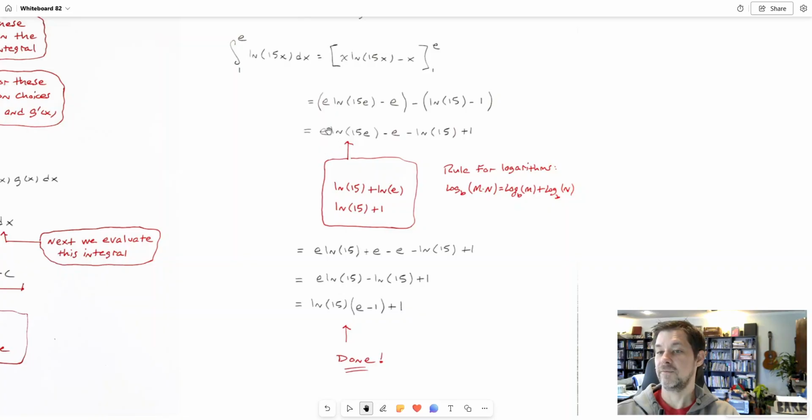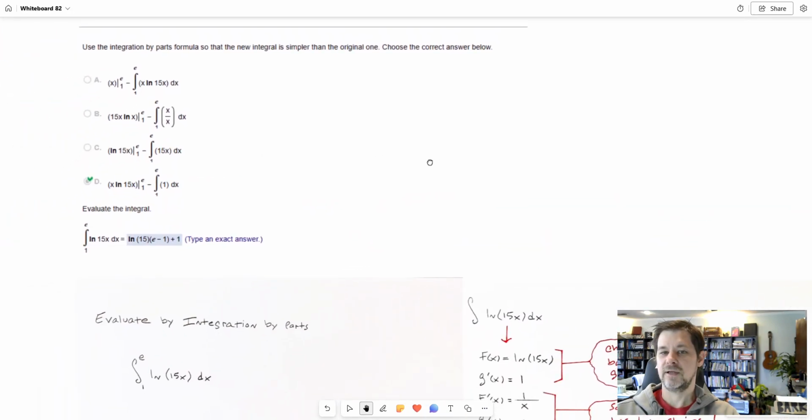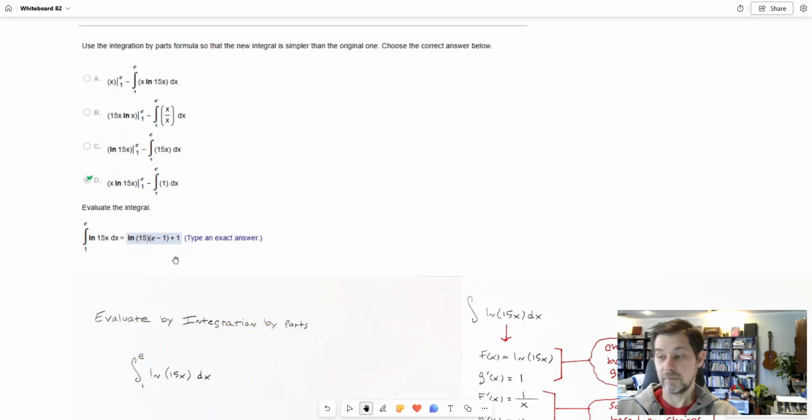Distribute the coefficient e there across that. I'll get e natural log 15 plus e, then I'll get minus e. Distribute this subtraction across that, negative natural log 15 plus 1. Combine like terms and factor, and I get it. Okay, so at that point we're done. Now that, what you see right there, our final answer, that is what is here as the ultimate final answer on my math lab.